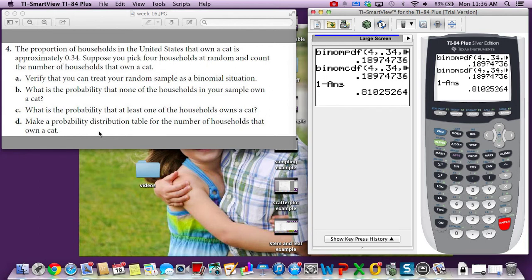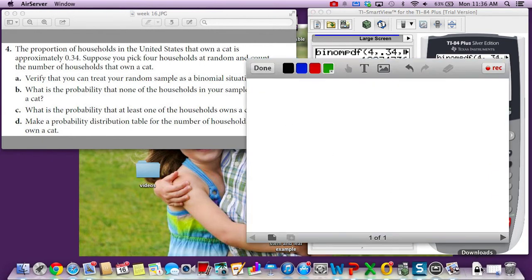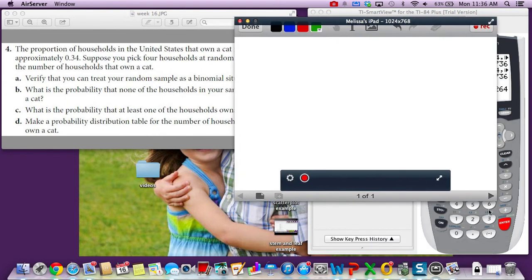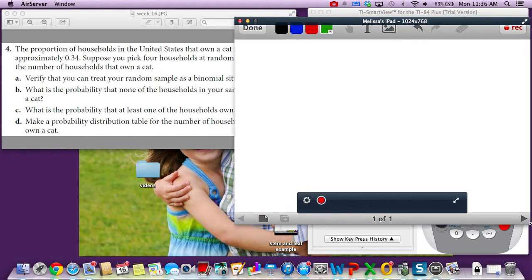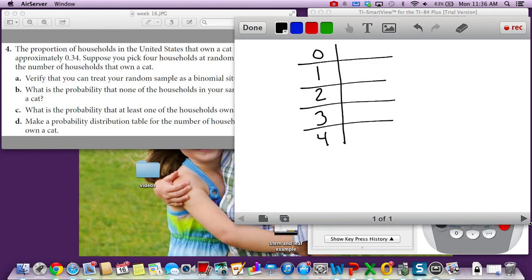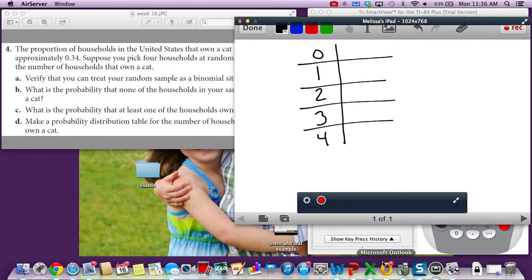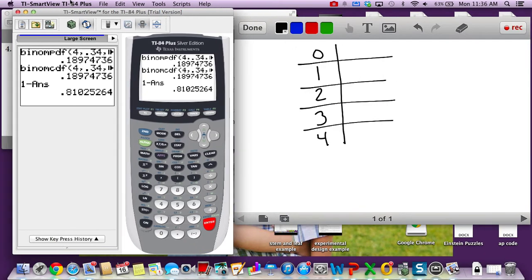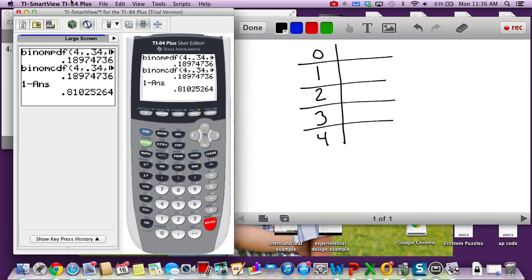Okay, make a probability distribution table for the number of households that own a cat. So now I'm going to switch away from the calculator here, and we want a probability distribution table. Out of 4, we could have 0 households, we could have 1, we could have 2, we could have 3, or we could have all 4. So 0, we calculated here, and I'll pull my calculator over here. The chance of 0 households is 0.19.